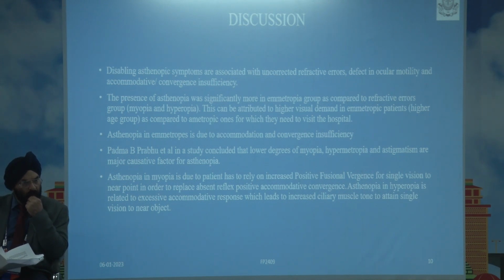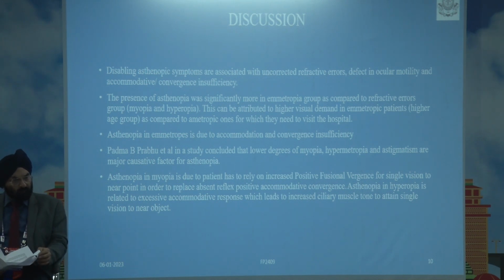The presence of asthenopia was significantly more in the emmetropia group as compared to refractive error groups, and this can be due to higher visual demands in emmetropic patients as compared to ametropic ones, for which they need to visit the hospital. Asthenopia in emmetropes is due to accommodation and convergence insufficiency. A study concluded that lower degrees of myopia, hypermetropia, and astigmatism are the major causative factors for asthenopia.